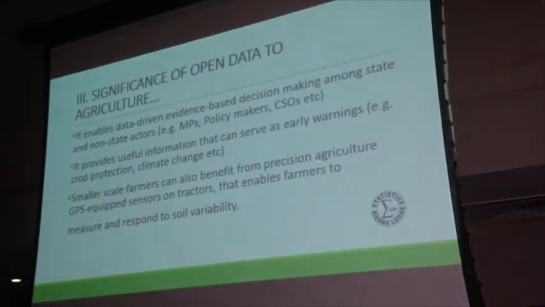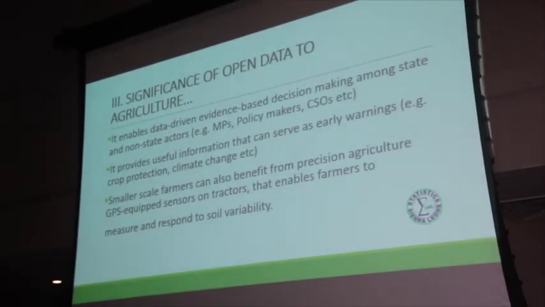It enables data-driven, evidence-based decision-making among state and non-state actors, our members of parliament, our policymakers, the civil society organizations. All these people need information. So, it also provides useful information that can serve as early warning signs in agriculture. For example, we are working closely with the Ministry of Agriculture, the FAO, and WFP. We are providing technical support in those areas. So when the Ministry of Agriculture visits these farmers, we provide early warning signs in case of places that are prone to drought, inadequate rainfall, and all the rest.